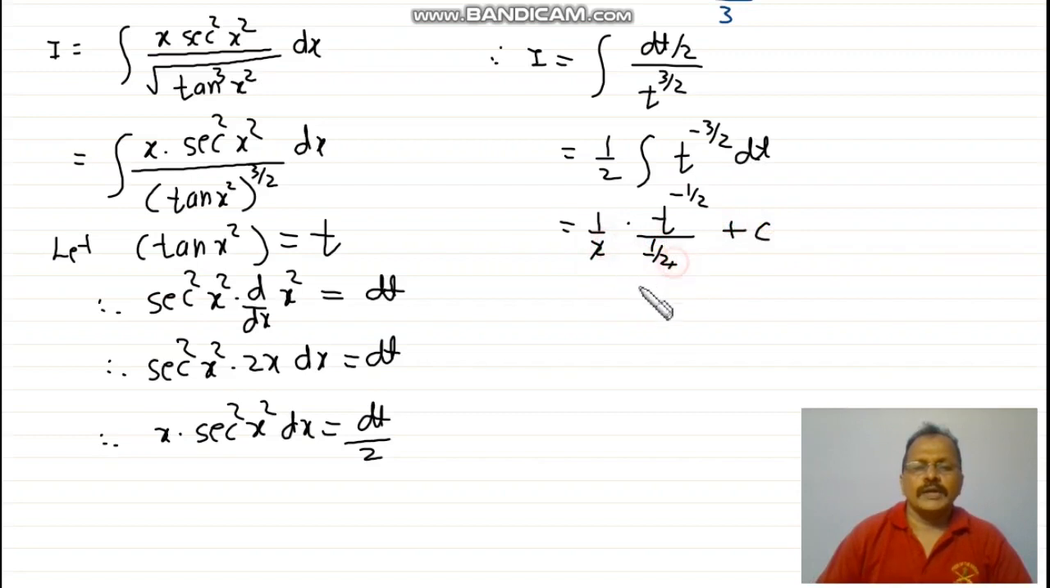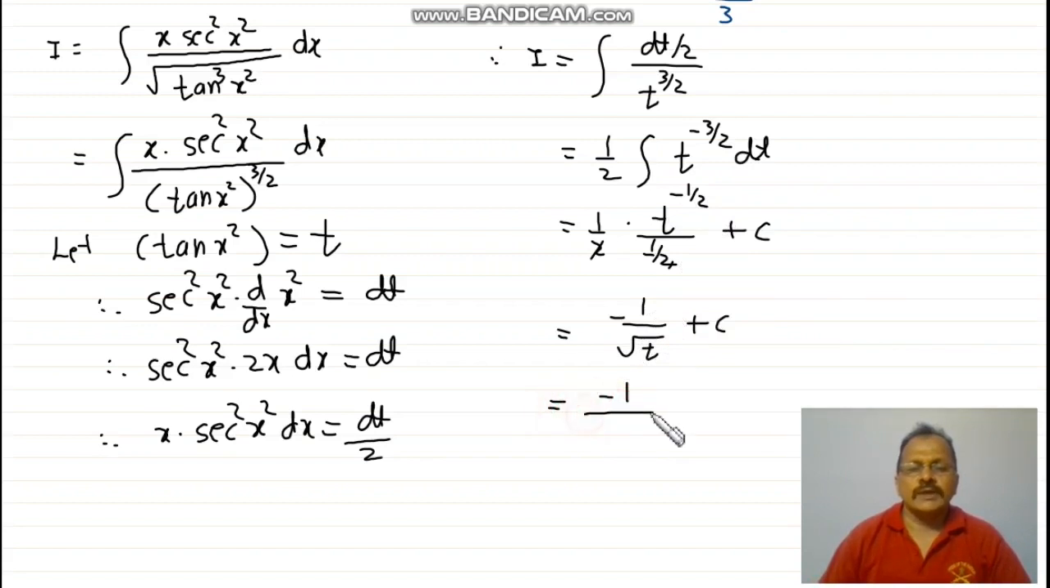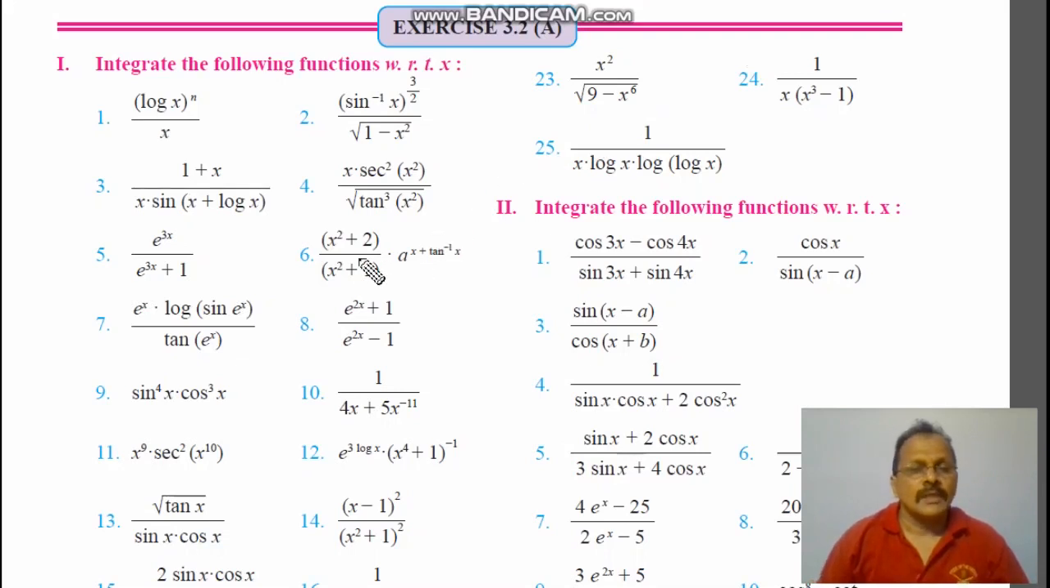2 and 2 will get cancelled, equal to minus 1 upon root t plus c. T raised to minus half means in the denominator it is t raised to half, that is root t, and the answer is minus 1 upon under root tan x square plus c. We have solved this fourth one.